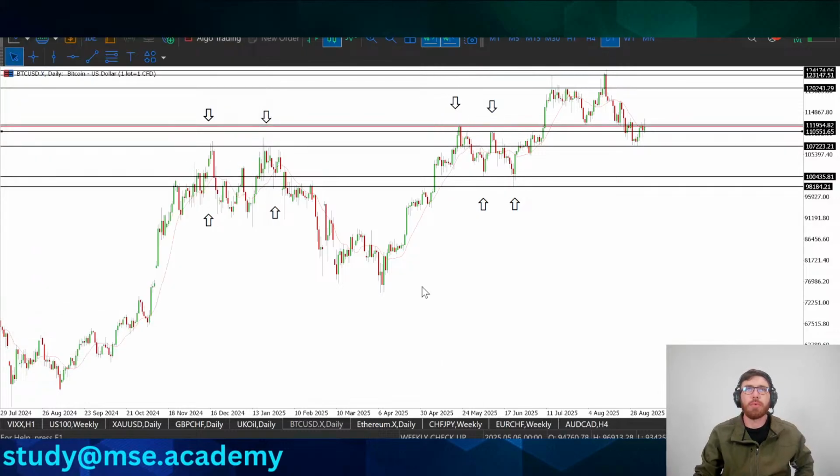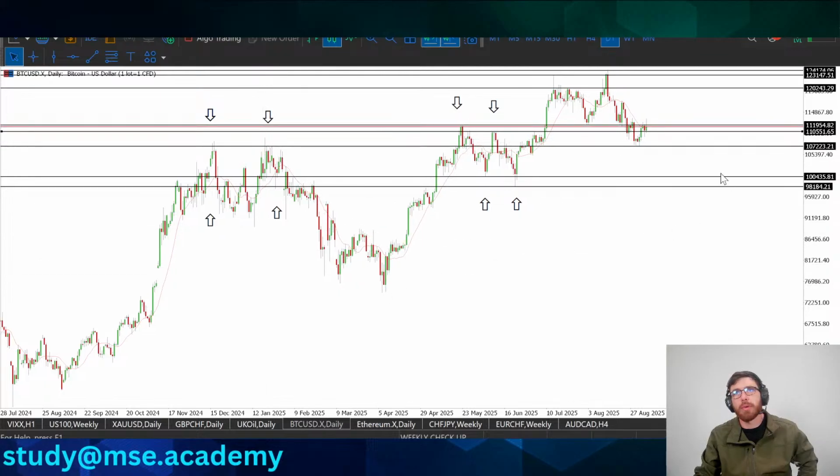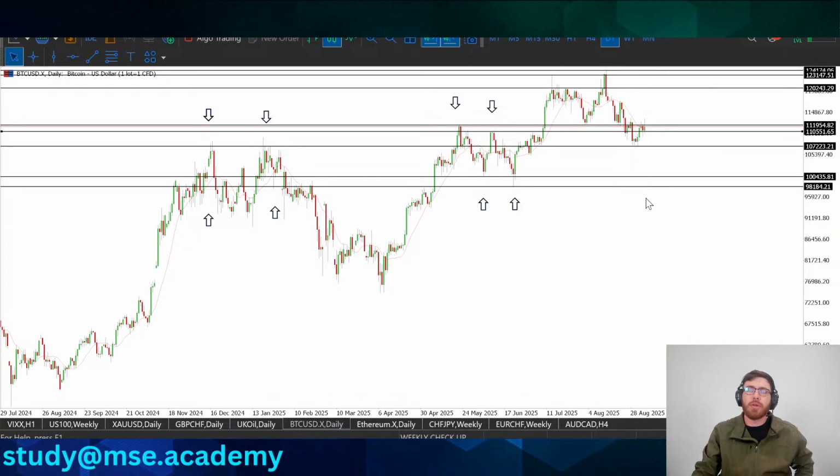So the previous pullback was about a $35,000 move. Now, a $35,000 move is quite a strong move in the previous pullback, and as you can see here, this pullback is still in process. So the reason why I've been analyzing the Bitcoin charts is because I've been predicting that Bitcoin is going to move down to a level of about $100,000 and then bounce.